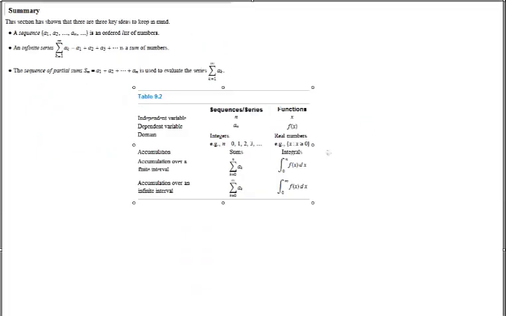Oh, let me share with you their summary. Here's their summary of everything that we have covered so far. Notice that our integral is a sum, so you can see where we're getting ready to go with this.